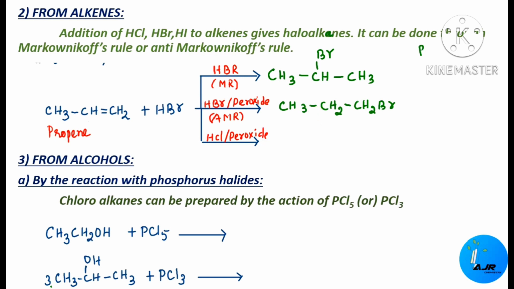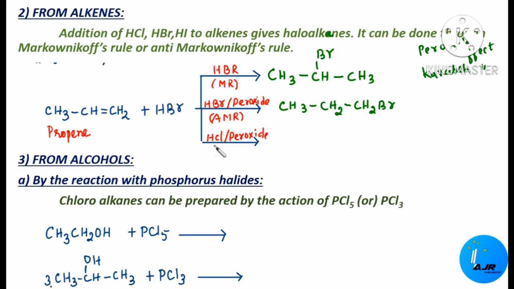Peroxide effect, or another name is also there, that is Kharasch, K-A-R-S-C-H, Kharasch effect. So either peroxide effect or Kharasch effect, this reaction is called. Now see here students, this peroxide effect or Kharasch effect is applicable only for HBr, and it is not applicable for the rest of the hydrohalides.